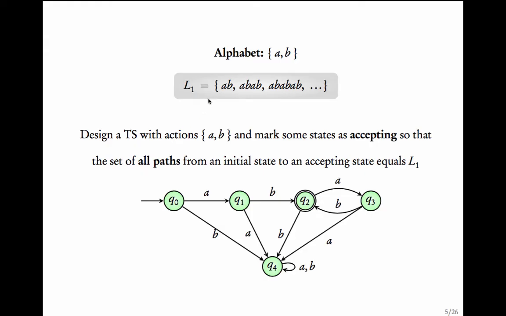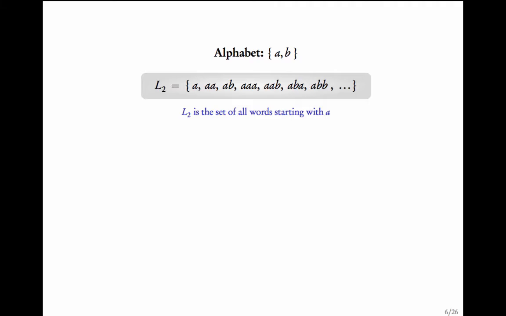Let me give another example. I am looking at a set of words which start with A. There are clearly infinitely many words. Just the letter A, this is a word of length 1. AA is a word of length 2 that starts with A. AB is again a word of length 2 that starts with A. AAA, AAB, these are all words of length 3 that start with A. For any length, you can give a word that starts with A. So there are clearly infinitely many words.